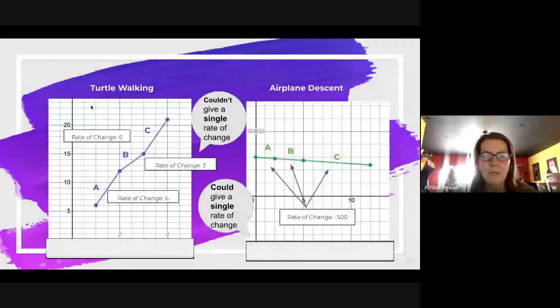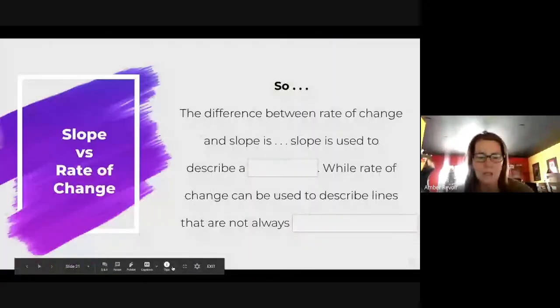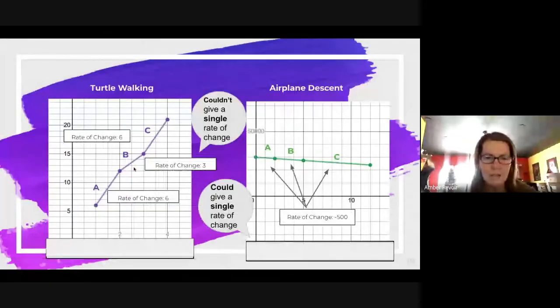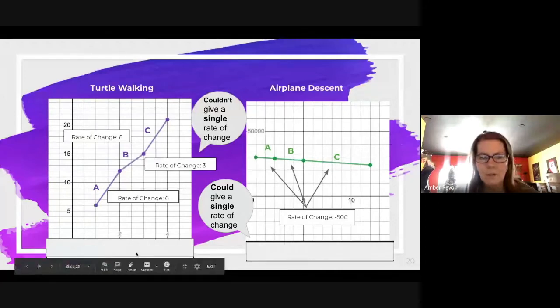Well, when we look at the turtle walking, we had a rate of change of 6, and a rate of change of 3, and a rate of change of 6 again. So it was not a constant rate of change. We had 6, 3, and 6, all right? They were not all the same. So we could not give a single rate of change value, okay? So that was not constant. And these boxes were supposed to come off when I clicked, but I didn't do that right. So this should say not constant, not constant.